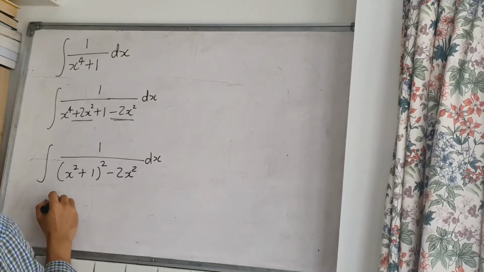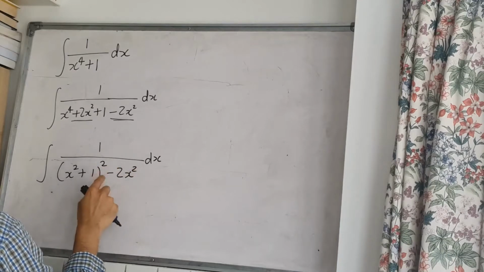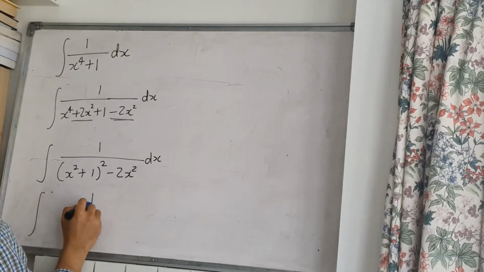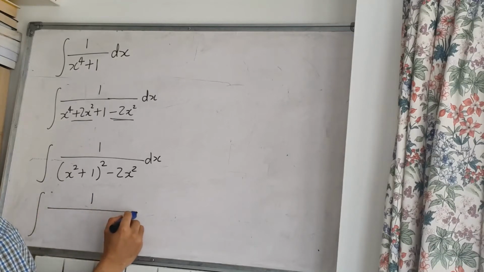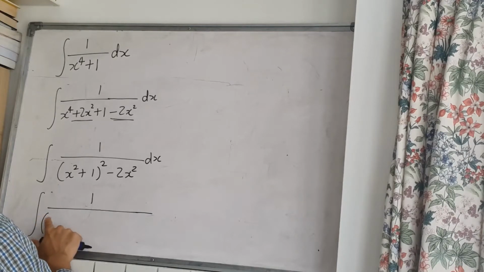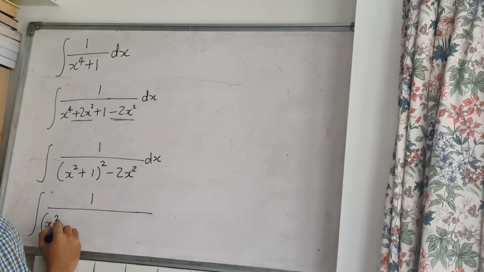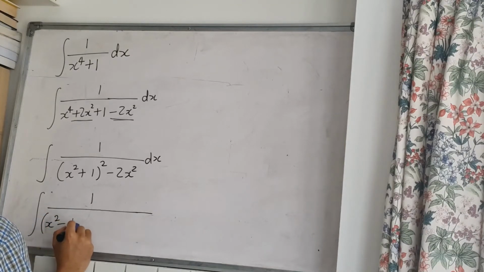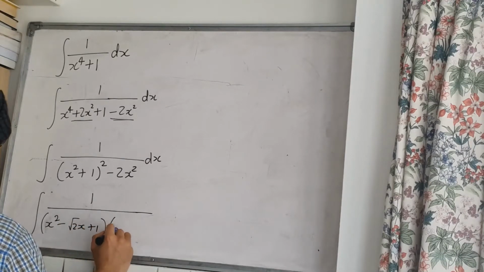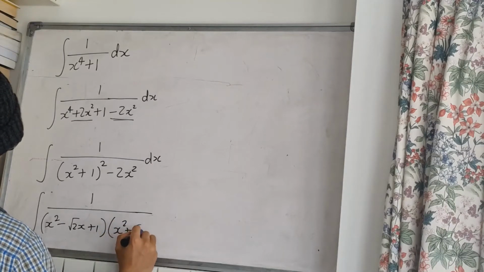So here you've got difference of two squares. So v squared minus u squared will be v minus u times v plus u. So here you're going to have brackets x squared minus root 2x plus 1, and then multiplied by x squared plus root 2x plus 1. And now you've just got to use partial fractions.